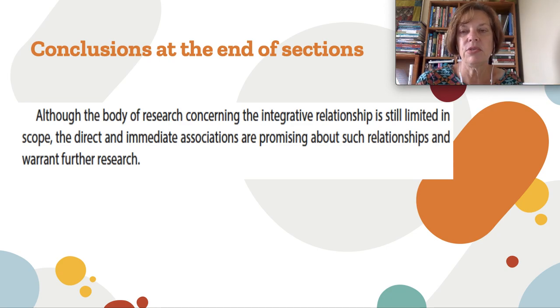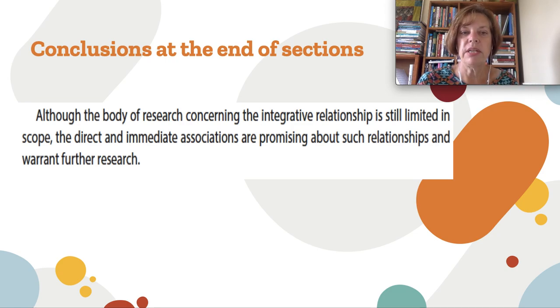So the way this literature review was structured in the example I'm using, they divided the literature into the 3 groups. They explained why they did that, and then they had a section on each of those 3 groups where they explained the literature and then critically analyzed the literature. And at the end of each section, they came to some conclusion.